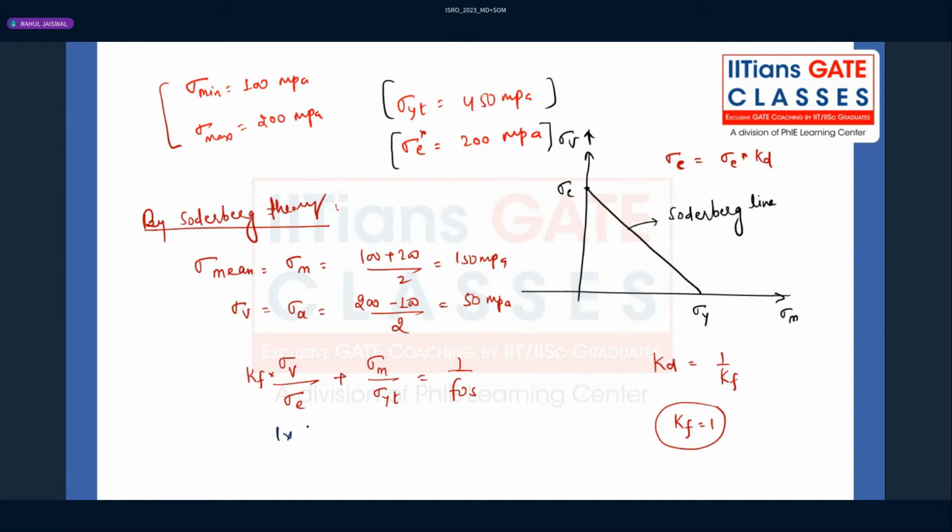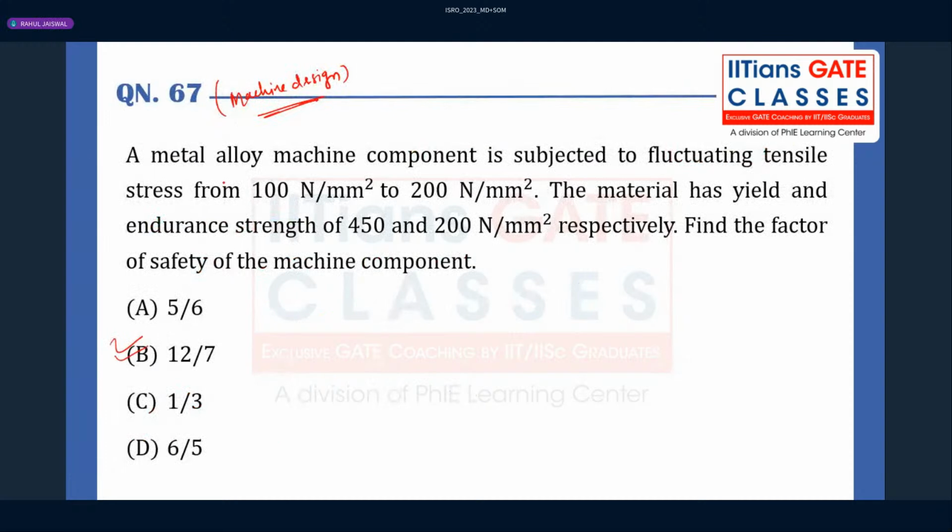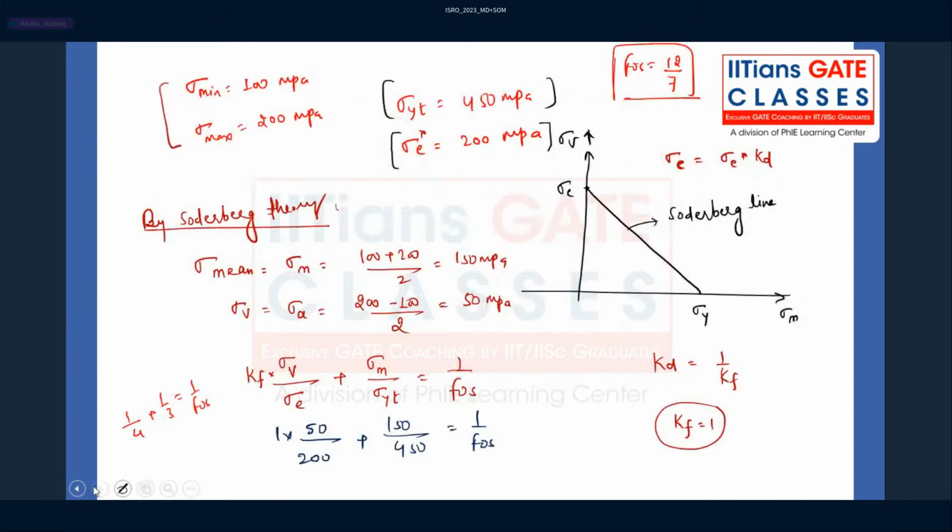So here I'm writing 1 into 50 divided by 200 plus the mean stress value 150 divided by 450. That is 1 upon factor of safety. So that will be 1 upon 4 plus 1 upon 3, that is 1 upon factor of safety. So factor of safety will be 12 divided by 7. 12 divided by 7 means option B should be correct. Make a note of it.